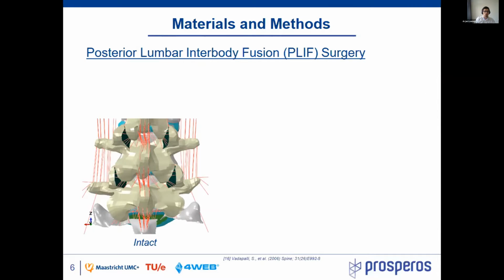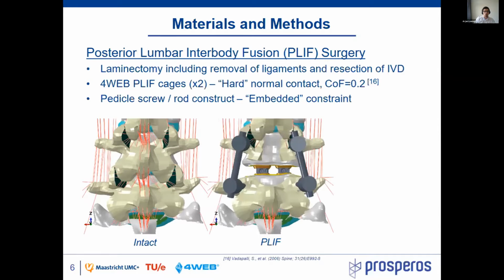So this was, of course, the intact model, and we modified this one in order to simulate a posterior lumbar interbody fusion surgery. So what we can see here on the right is that we did a complete laminectomy. So we removed the complete spinous process, including the connecting ligaments. We implemented the pedicle screw rod construct, and 2 Fullweb PLIF cages were introduced in the interbody space using these orange contact layers, such that we didn't have to modify the bone mesh of the original models.